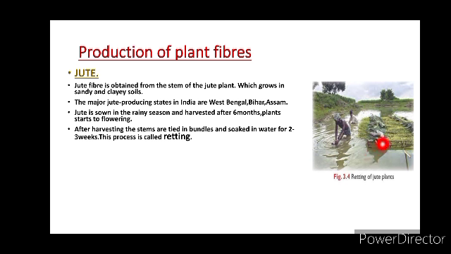The bundles are soaked in water for 2 to 3 weeks. This process is called retting. So after harvesting, these stems are tied in bundles and soaked in water for 2 to 3 weeks. This process is called retting. Once the retting is complete, the softened fibers are removed from the stem by hand.